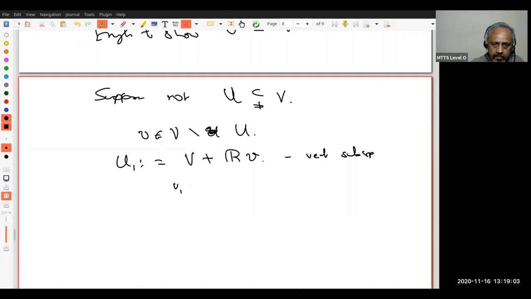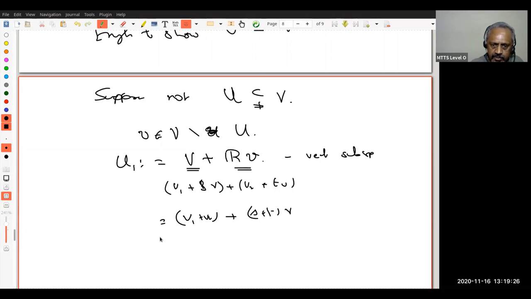Why? u1 plus s times v, plus u2 plus t times v. I hope our notation is clear. u1 is in U, u2 is in U, s and t are real numbers. This I can rearrange as u1 plus u2 plus s plus t times v. Therefore, this is again an element of the form, it's an element of U1. You understand? And similarly, scalar multiples. Therefore, this is a vector subspace.